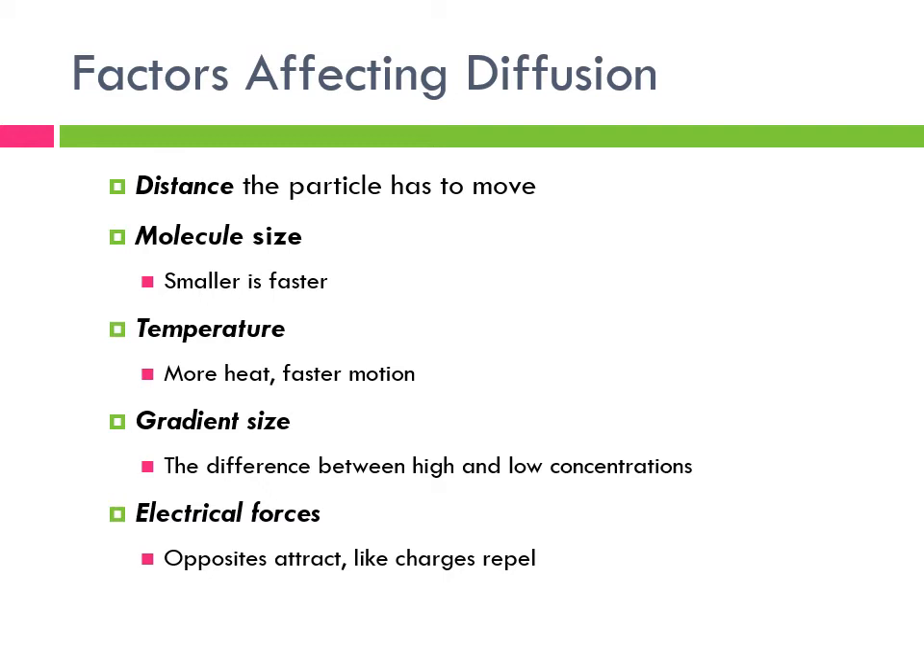Temperature affects diffusion greatly, and when we are in class together, we do a fun lab experiment on temperature. So the hotter a solution is, the faster the diffusion occurs. The colder it is, the slower it occurs. The gradient size, so the difference between the high concentration and the low concentration: a larger gradient is going to change more quickly. And then the electrical forces: opposites attract and like charges repel.